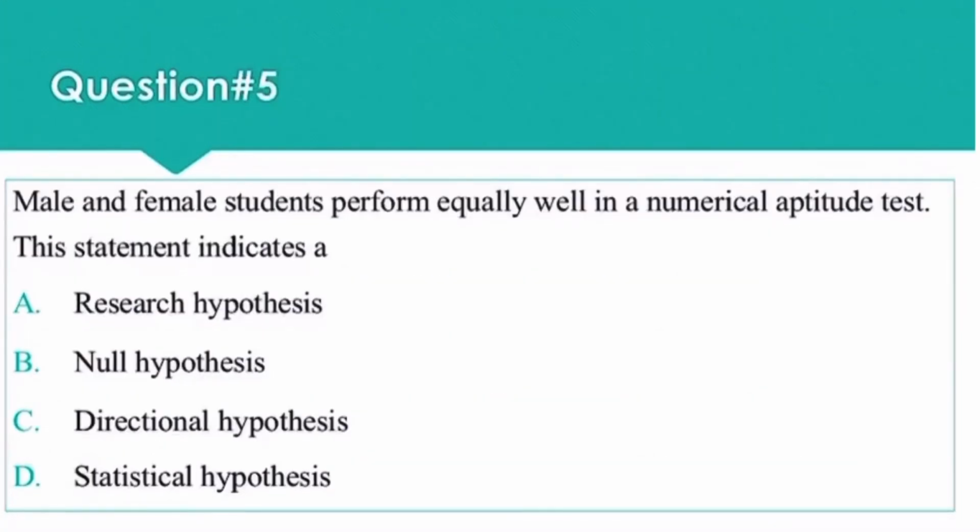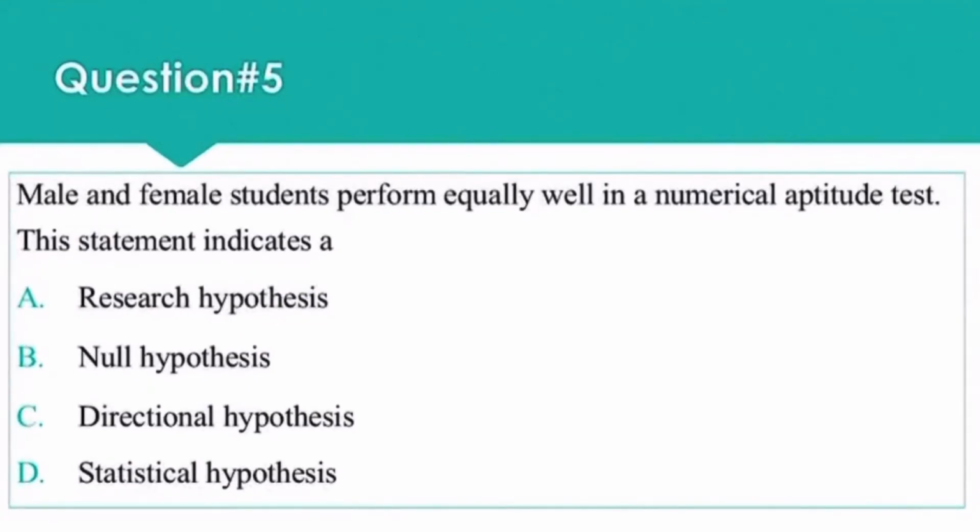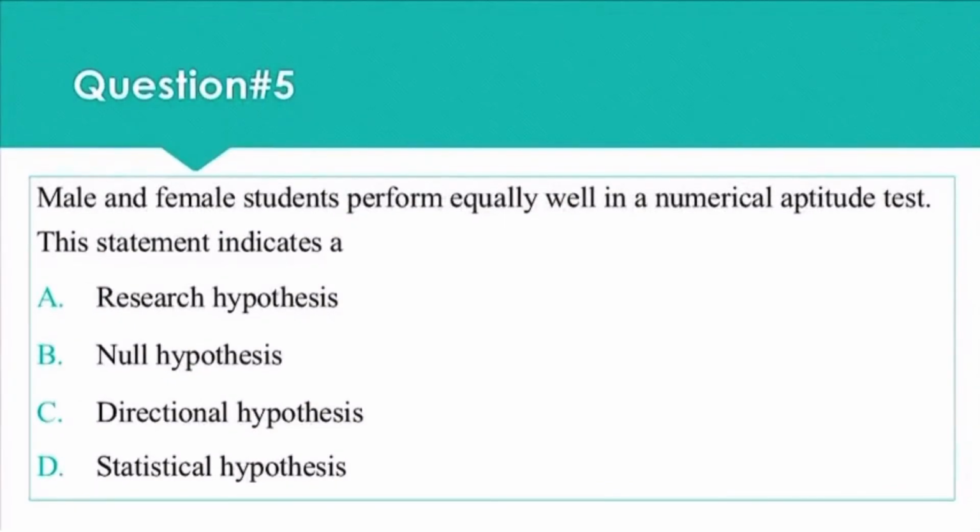Last question. Male and female students perform equally well in a numerical aptitude test. This statement indicates that they perform equally well. So there is no difference between men and women. No difference. The term no difference equals null hypothesis. So this statement is a null hypothesis. Second option is the right answer for this question. With that, we come to an end of today's revision.